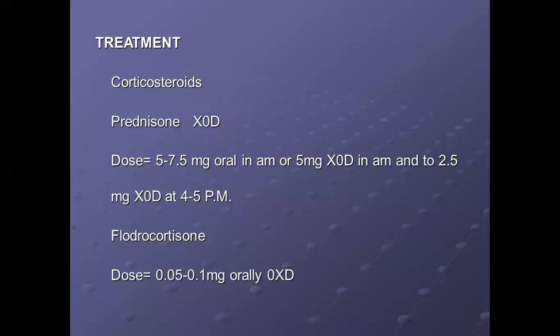Now, if in spite of giving prednisolone the blood pressure does not increase, or the patient still develops vertigo and dizziness, then you have to give fludrocortisone, the synthetic aldosterone. It should be given 0.05 to 1 milligram OD, and that is sufficient to raise the blood pressure. And this is also lifelong treatment.